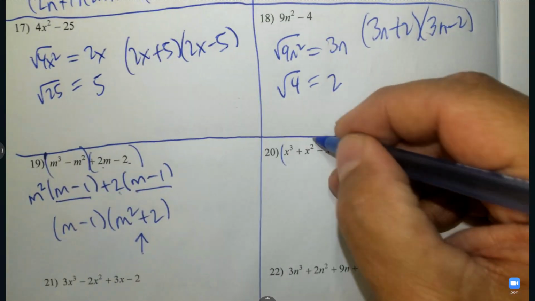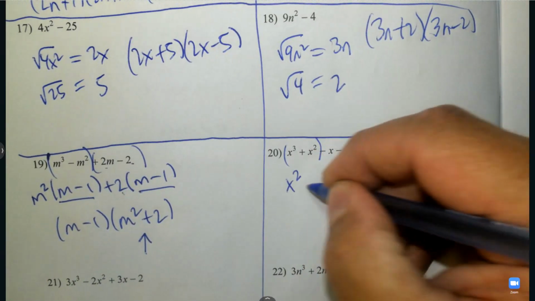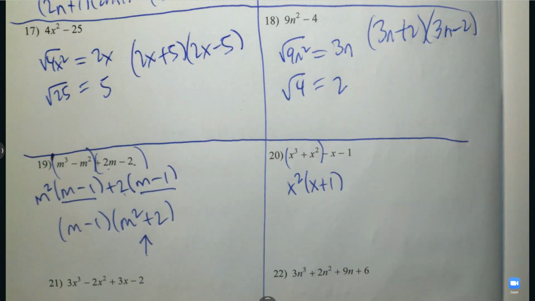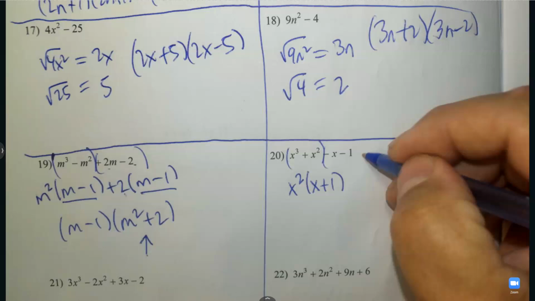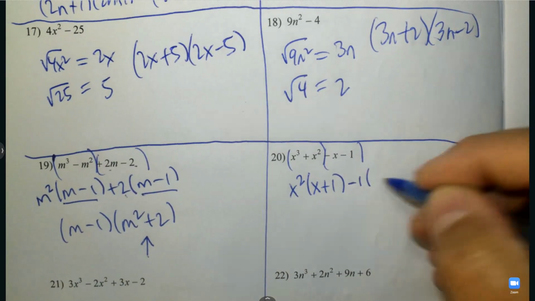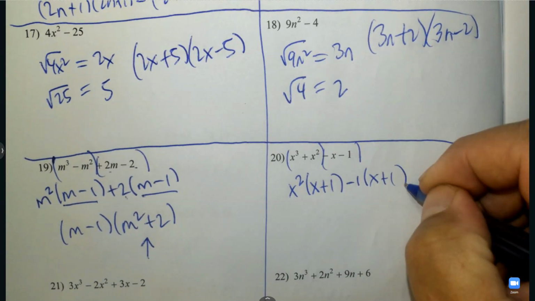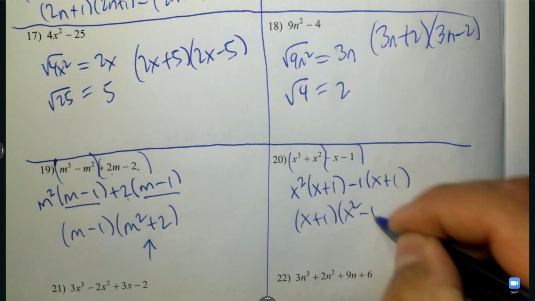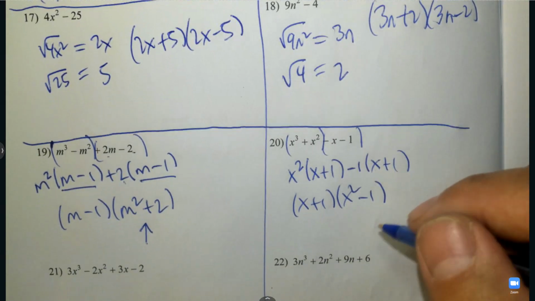Number 20. Again, we're going to factor by grouping. We're going to group the first two terms. They have an x squared in common. And then factor out an x squared by dividing. The next two terms have a -1 and divide. And you have x plus 1. So they share x plus 1. And then what's in front of each is x squared minus 1.